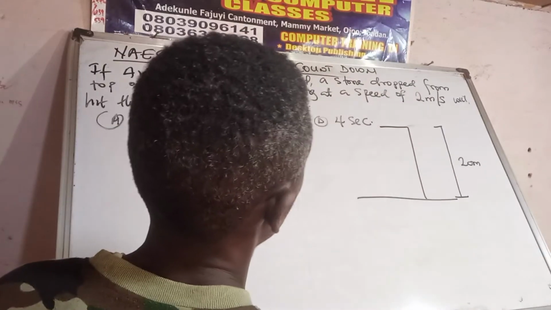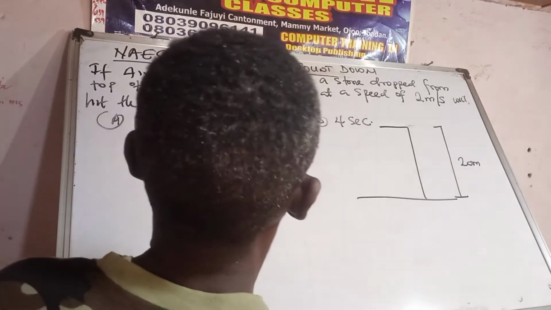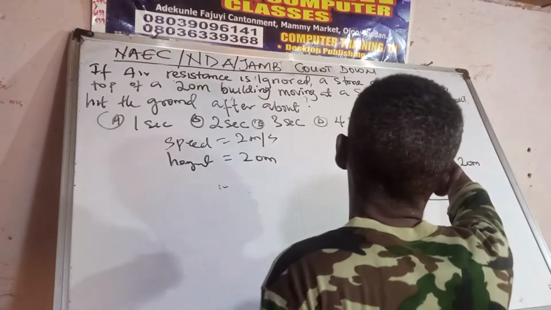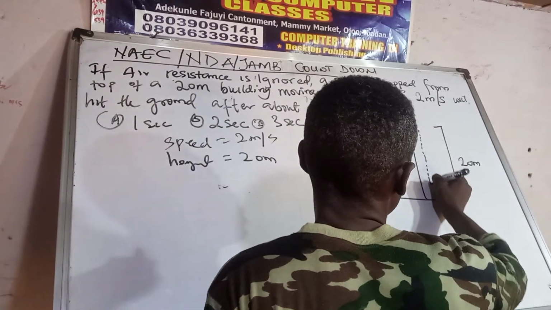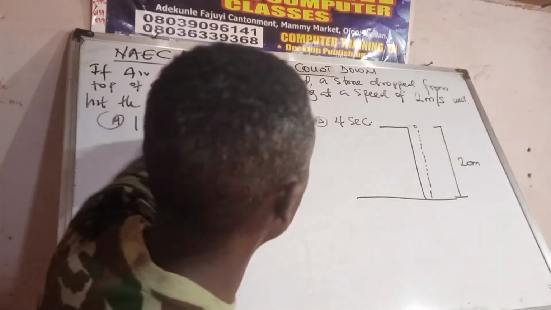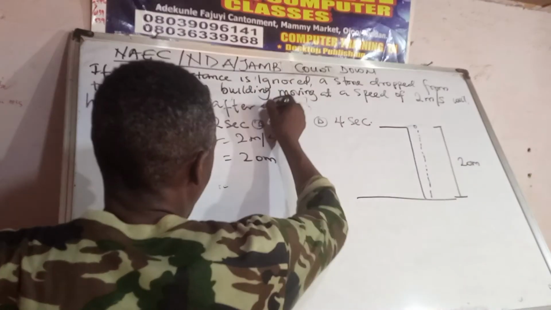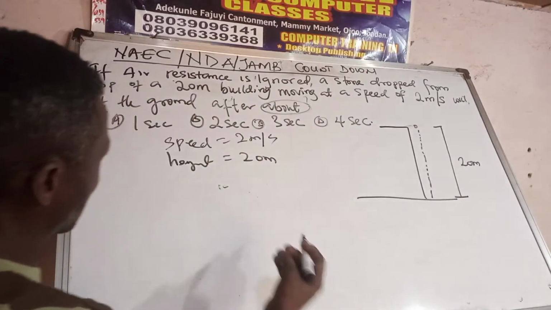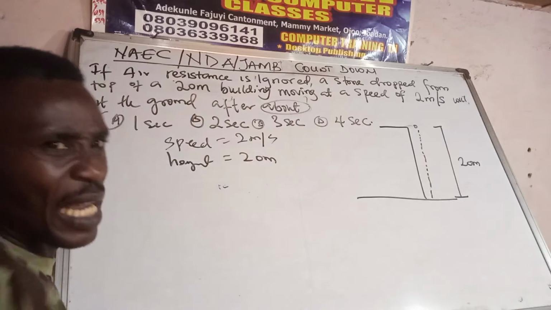Moving at the speed of 2 meters per second, it will hit the ground after how many seconds? If a stone is dropped coming down, they say it will hit the ground after about. Check out this statement, about. That means it is not exact, but they have approximated the answer.